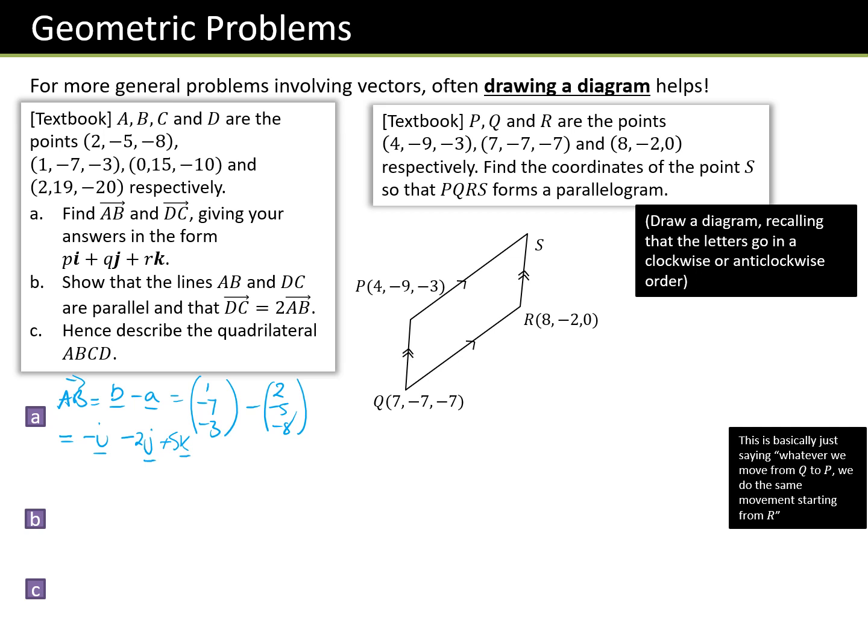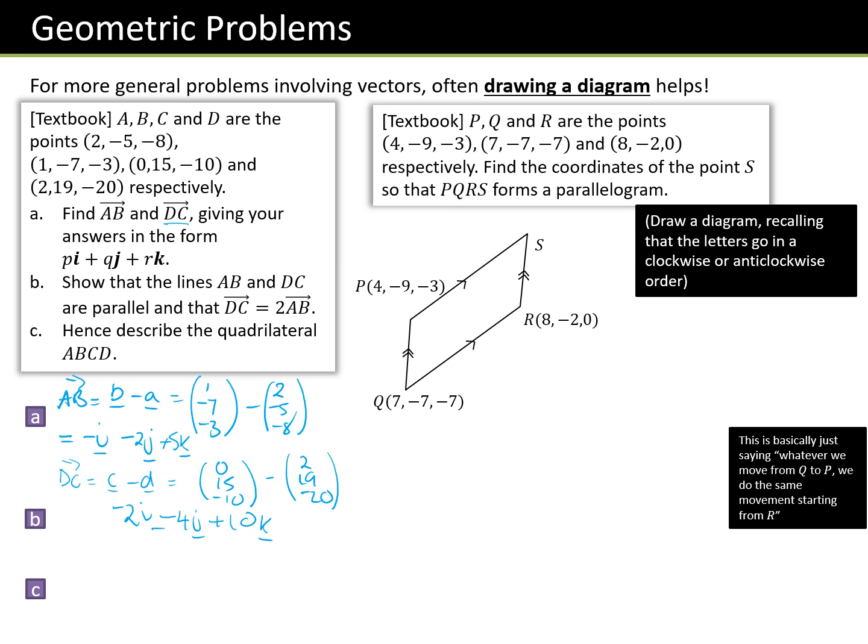and then 3 minus 8 will be minus 5 in the k. Now doing the same for D to C, because we're asked to find D to C as well. D to C will be C minus D, where C is (0, -15, 10) and D is (2, -19, 20). So putting that in the same way, we're going to get minus 2i, minus 4j, and then plus 10k.